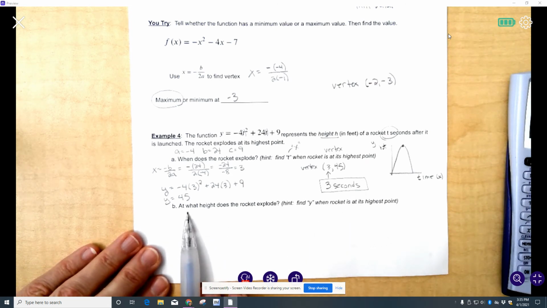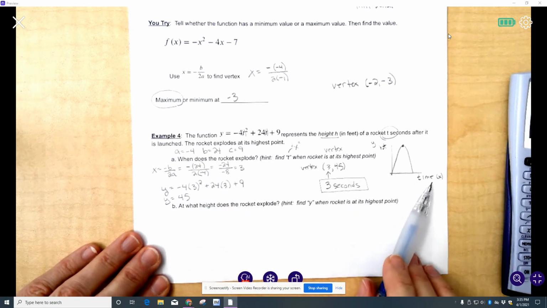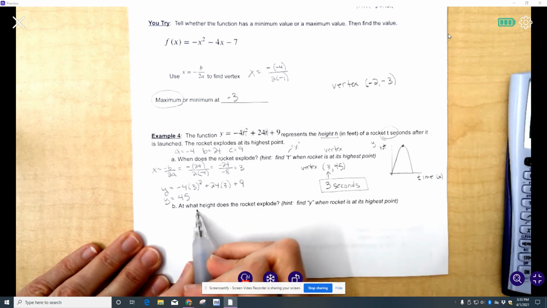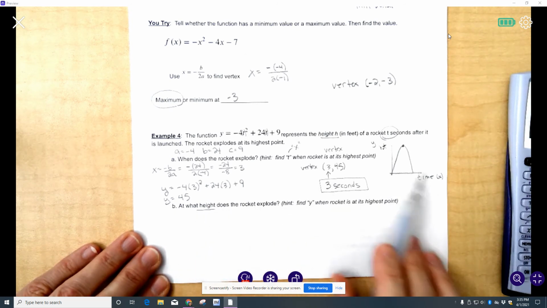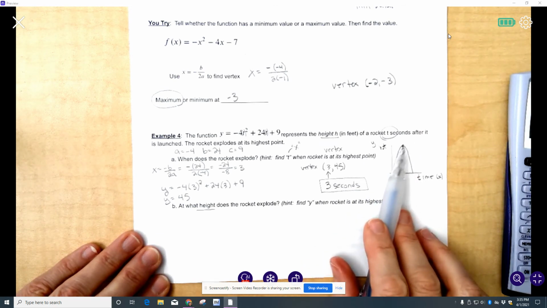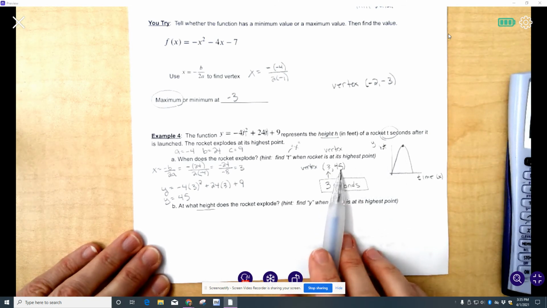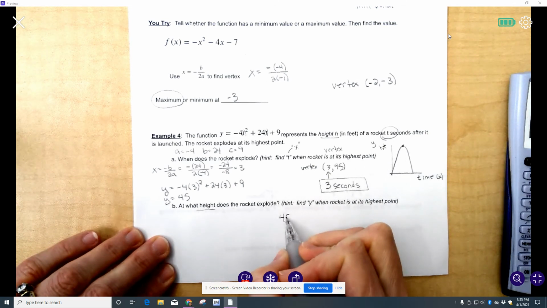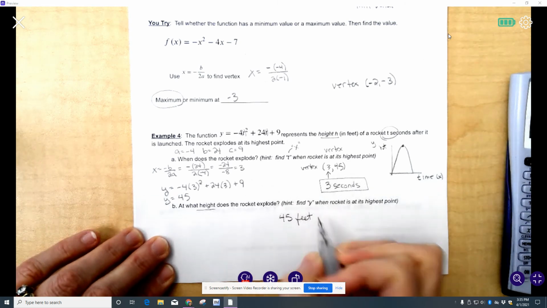Then it says, at what height does the rocket explode? So the last question asked for when, which is x. This is asking for what height, which is y. Well, we've already done all the work. It explodes right here at the vertex. That's at time is 3 seconds and height is 45 feet.